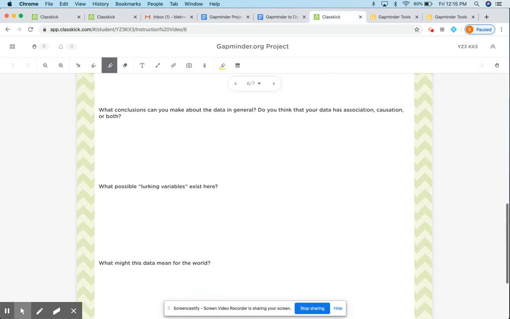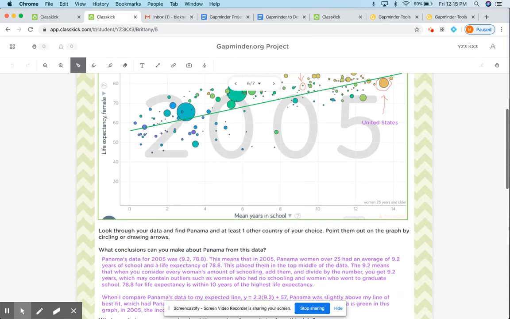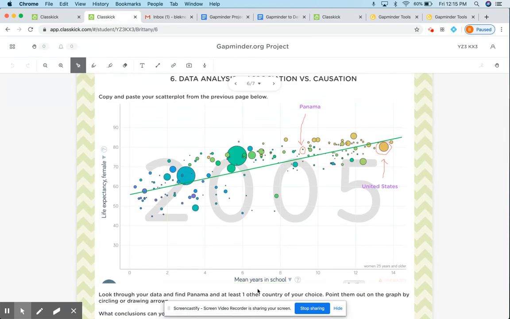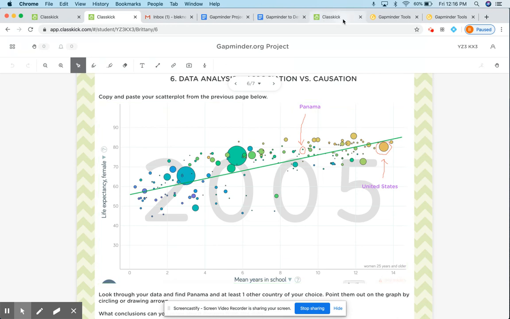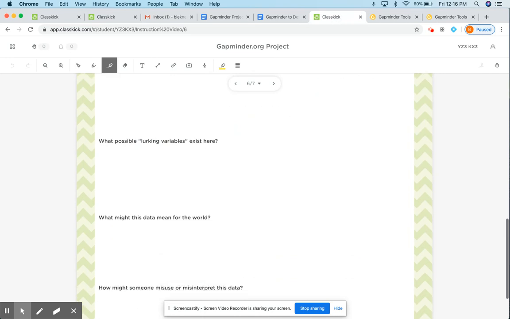Next, what conclusions can you make about the data in general? Do you think your data has association, causation, or both? This is really where I want you to get into. Does the x-axis variable cause the y-axis variable? And that's a pretty big claim to make. So on mine, I was debating whether or not the number of years in school for women actually causes a higher life expectancy for women. And I didn't think that, even though I have definite association here, I didn't think that I could really make that claim. Okay, 3 more things.